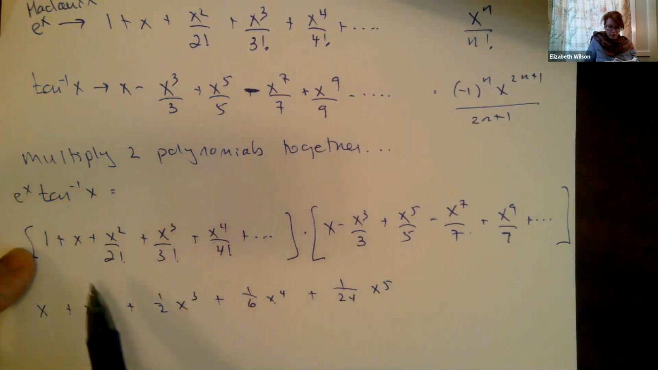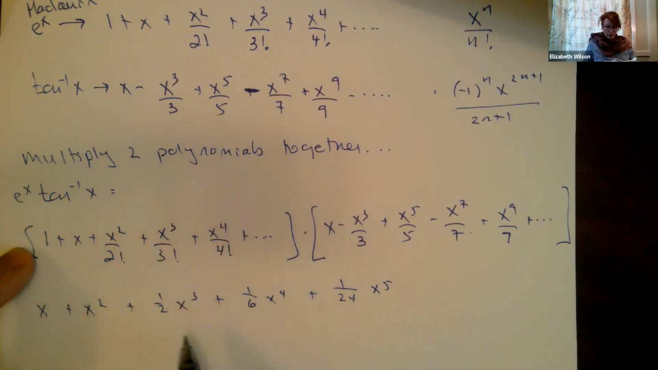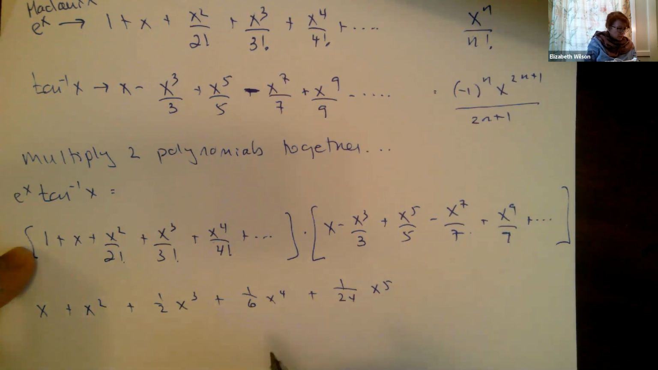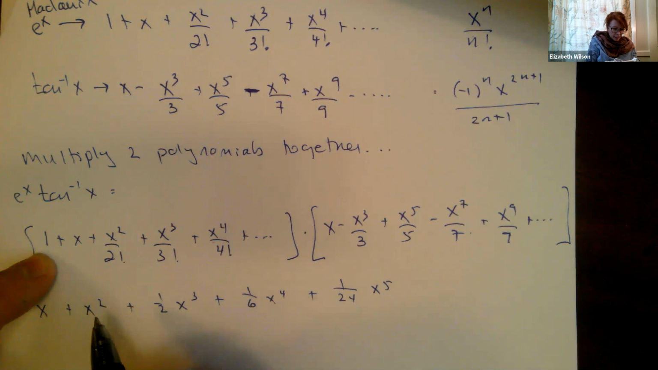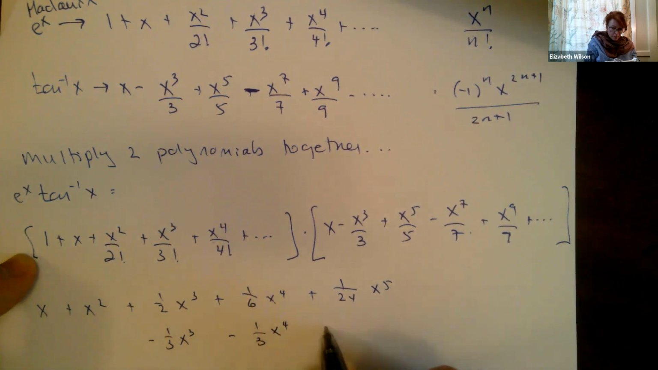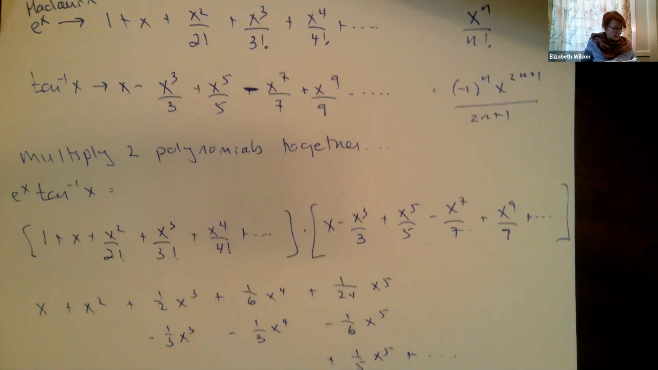I'm actually not going on for very long when I'm doing this. I don't feel the need to have all these terms way out to like the 12th power. I don't worry about that. I'm just going to go out to maybe the 5th power. When I multiply the next one out, I'm going to get minus 1/3 x to the 4th, minus 1/6 x to the 5th, plus 1/5 x to the 5th, and so on and so forth. You can keep adding it up.